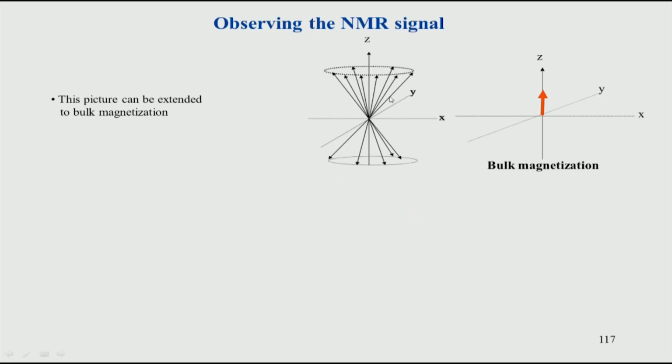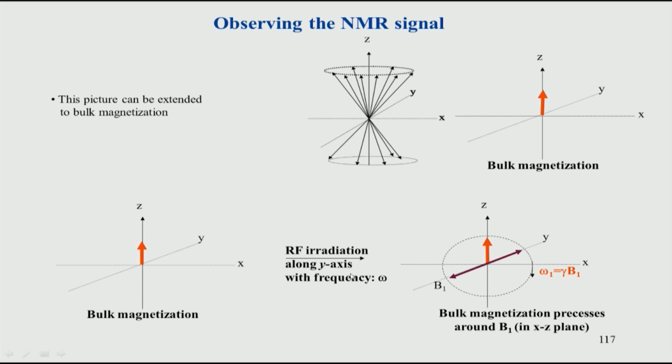So, this is what happens if you look at the bulk magnetization, where you have all the spins together. Remember we saw that we get a net magnetic vector, which is shown here in the red color. So, what we do is we apply RF radiation, suppose along the y axis. In the rotating frame the spin is now static, and then it starts tipping or moving around the y axis.